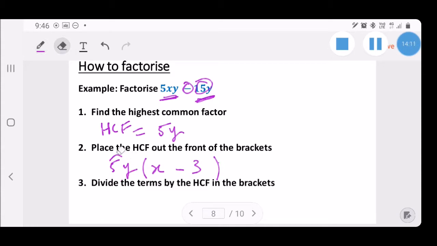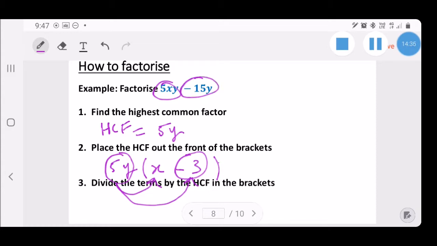The good thing about these is you can always check whether you did the right thing, because you just do the problem in reverse and see if you get back to where you started. 5y times x equals 5xy. 5y times negative 3 equals negative 15y. So that is how you factorize.